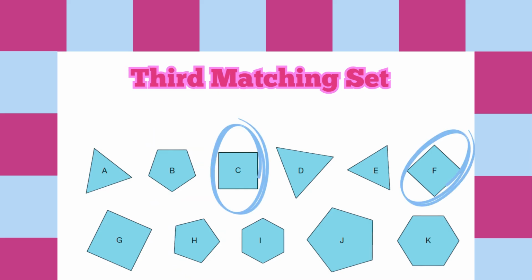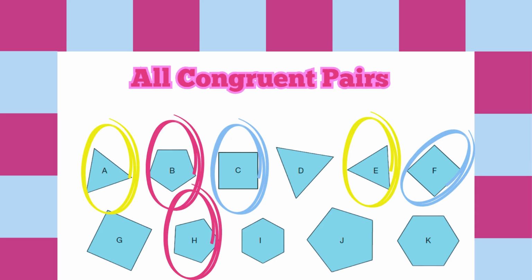The third pair of matching polygons are C and F. These 2 polygons have all the same side measurements and all the same degree measurements. They are the same or identical, or they match. Think of those words. Those are all the matching pairs.